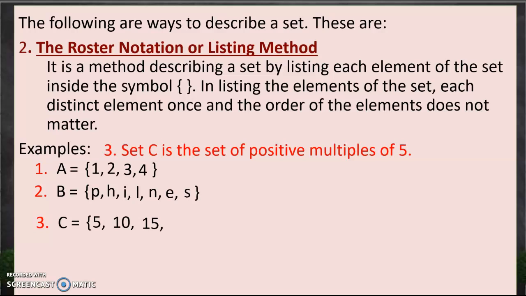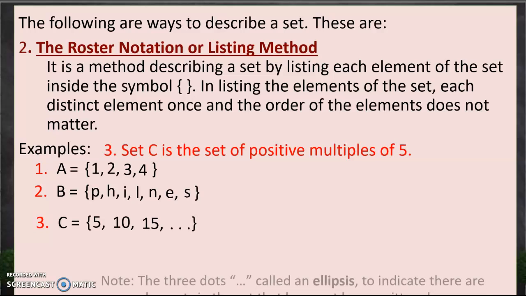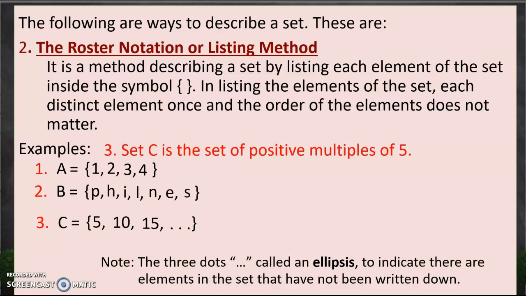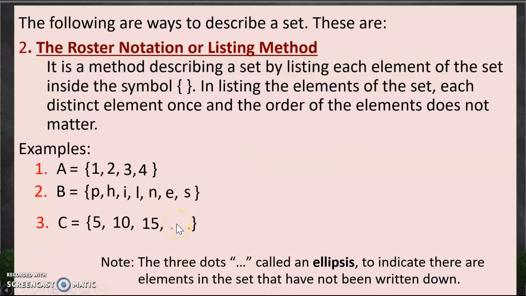So instead of writing all of those numbers, we will use the ellipsis, these 3 dots. Note, the 3 dots are called an ellipsis, to indicate that there are elements in the set that have not been written down. Did you get that? Instead of writing all the multiples of 5, we just use the ellipsis.